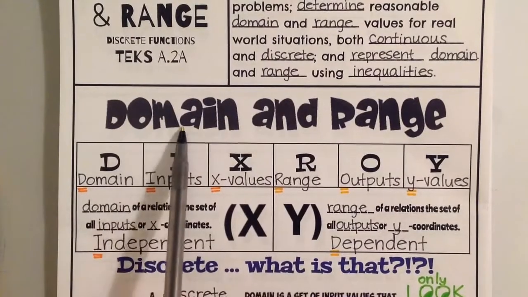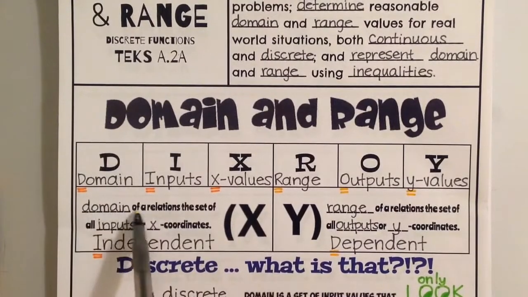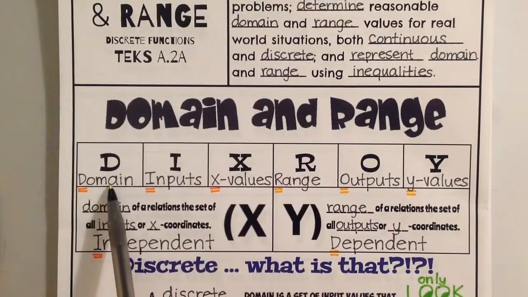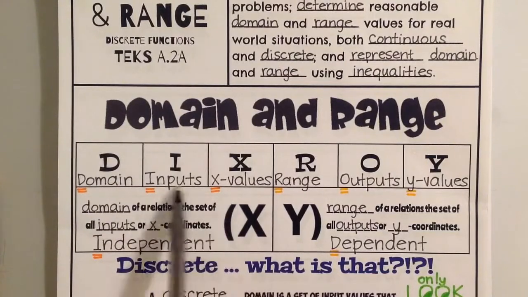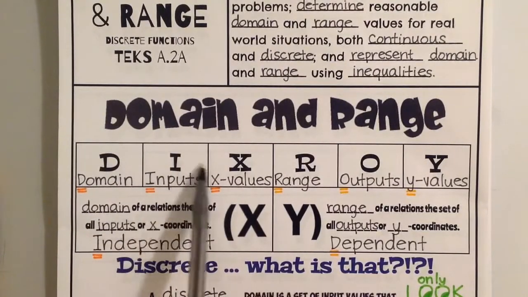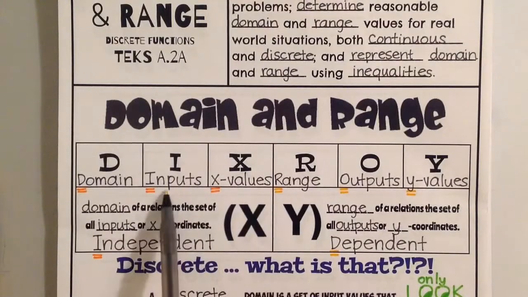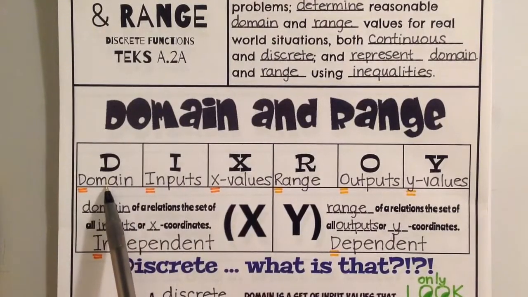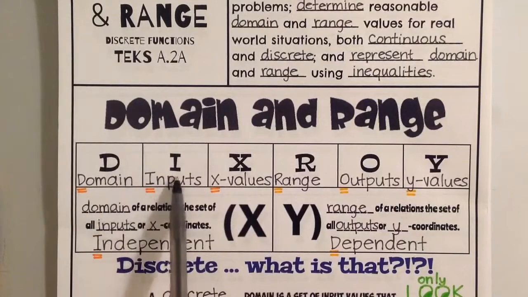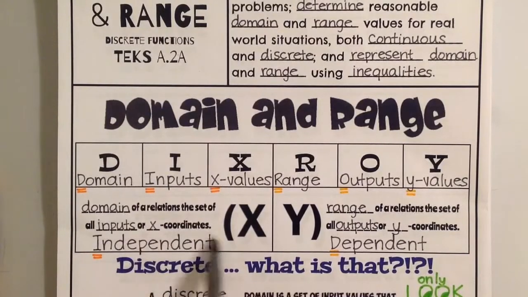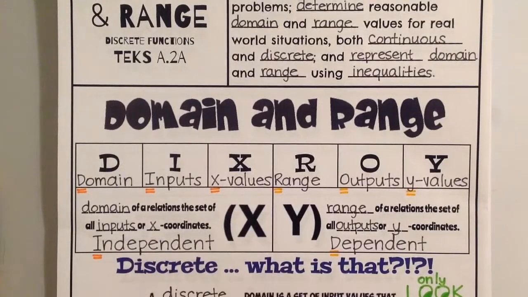The first is domain. The domain of a relation is the set of all inputs or x coordinates. So domain is just another word that we use in algebra to talk about our x values. You heard me say inputs when we were talking about function notation. Today we're adding another word, domain. So we've got domain, inputs, x values, and then there's another word that you use a lot in science to refer to your x values, and that's the independent quantities. Independent variable, those are also referring to your x values.